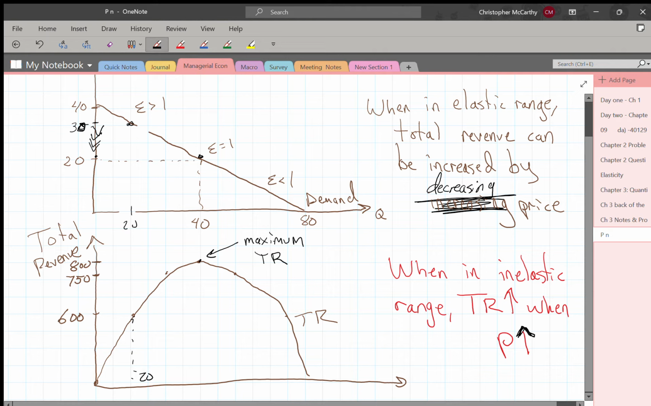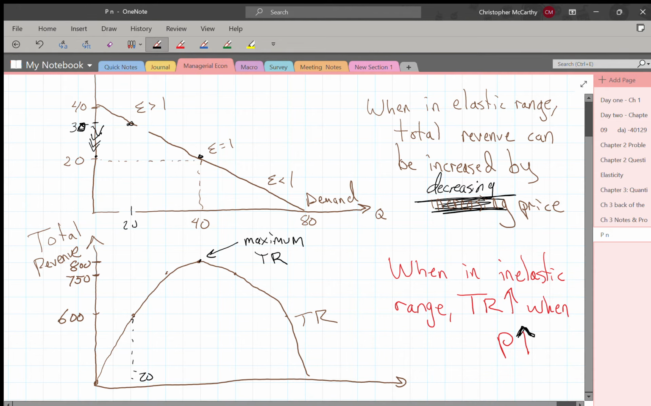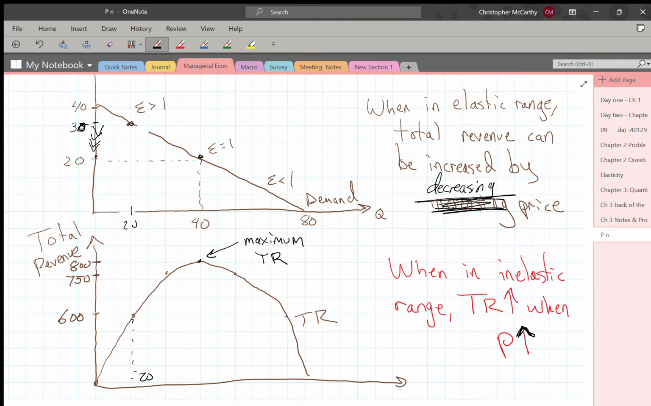So this is always the way that demand curves relate to their elasticity. At the higher ranges, it's more elastic, so lowering the price increases your total revenue. At the lower prices, it's inelastic, increasing the price is going to increase our total revenue.